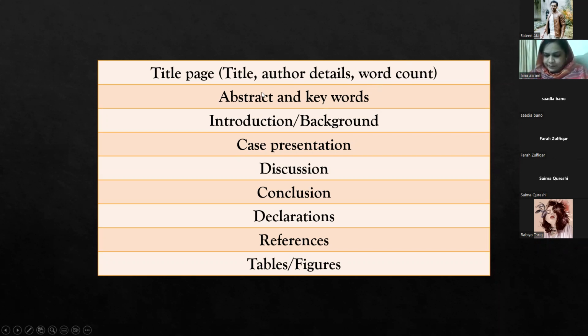The next page is usually abstract and the keywords. Then it comes to introduction, or it is also called as background. Then case presentation, discussion, conclusion, declarations, references, and at the end, you put tables and figures if relevant.